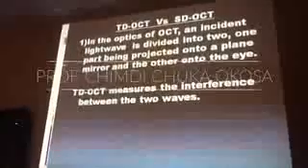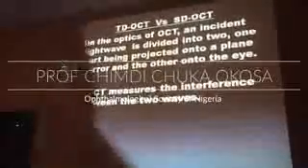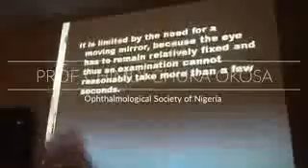to the eye. The TD-OCT measures the interference between the two waves. It is limited by the need for a moving mirror because the eye has to remain relatively fixed, and thus an examination cannot reasonably take more than a few seconds.